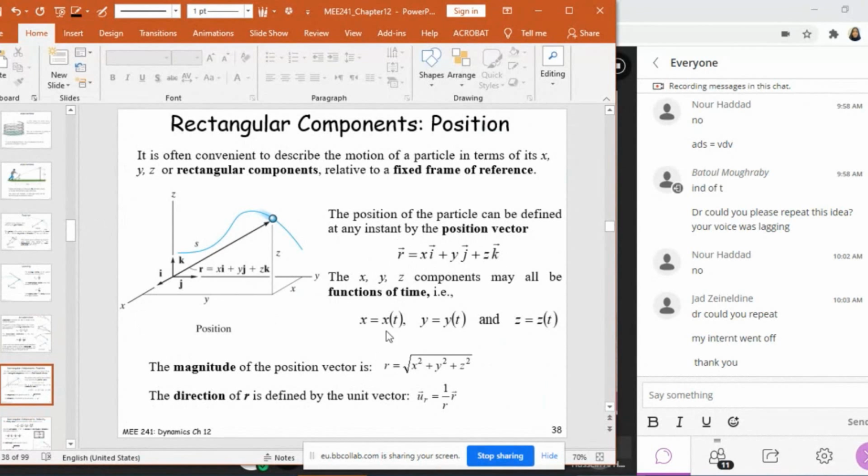And then v will be the derivative. It's also a vector, and it will be the derivative, so that vx will be the derivative of x with respect to time, vy will be the derivative of y with respect to time, and vz will be the derivative of z with respect to time. And this is applied to the acceleration.